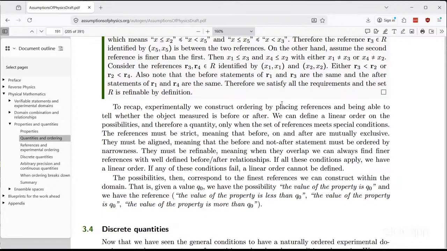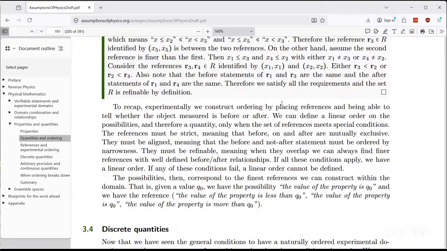Let me just finish because the next one is very short. The possibilities then correspond to the finest references we can construct within the domain. That is, given a value Q naught, we have the possibility, the value of the property is Q naught, and we have the reference, the value of the property is less than Q naught, that statement, and the on statement, the value of the property is Q naught, and the after statement, the value of the property is more than Q naught.